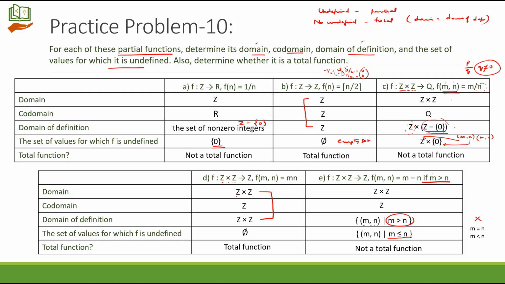So this function mapping is restricted to m greater than n and it is left undefined for m less than or equal to n. So understand, whenever you have undefined values for a function and the domain of definition differs from the domain, you automatically conclude that it's a partial function and not a total function. When the domain and domain of definition are the same, at that time you can say it's a total function. And in those cases, the set of values for which the function is undefined will be empty.